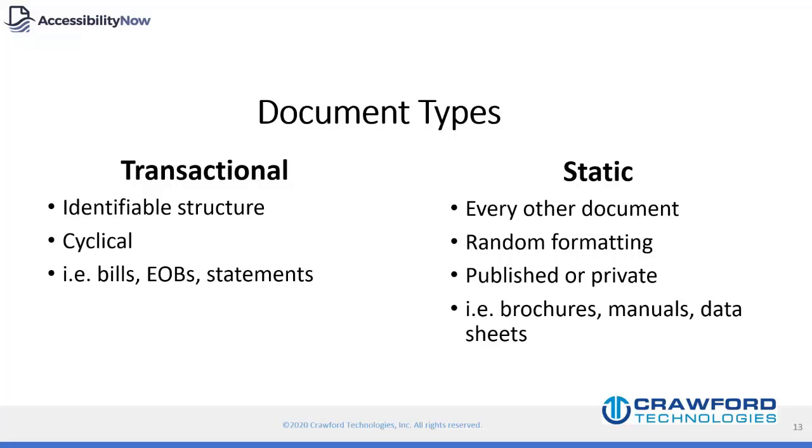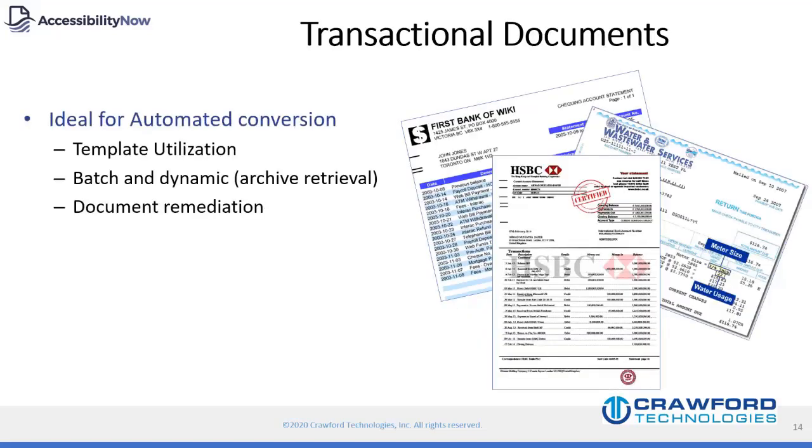And depending on the type of document is a type of workflow that would be set up to convert these documents into accessible formats. Now, transactional documents are ideal for automation conversion, or an automated conversion. And why is that? Because again, the rules-based templates are very, very easy to create.